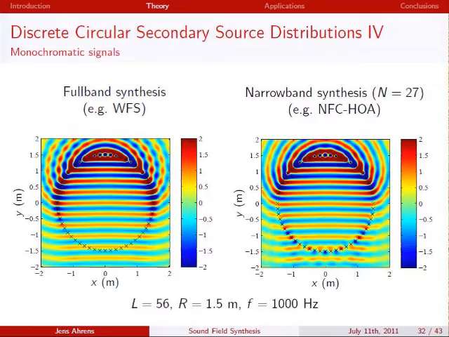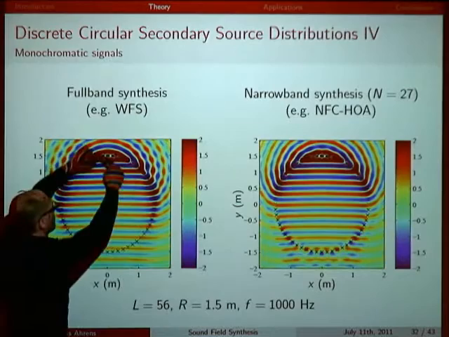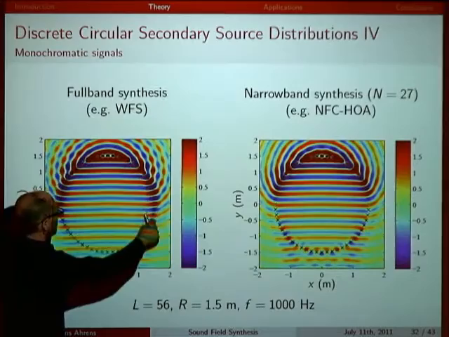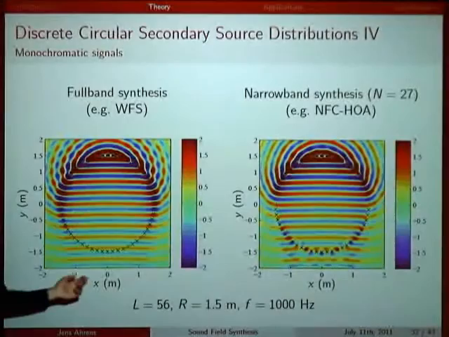Let's maybe use this example. You could choose to put the loudspeakers closer together at the point where the virtual plane wave touches the secondary source distribution, and choose a wider spacing here. Then you could raise the aliasing frequency, the frequency where the artifacts arise. But this would hold only if the plane wave propagates downwards. If you want to synthesize a plane wave that propagates in that direction, you have more aliasing than with uniform sampling.